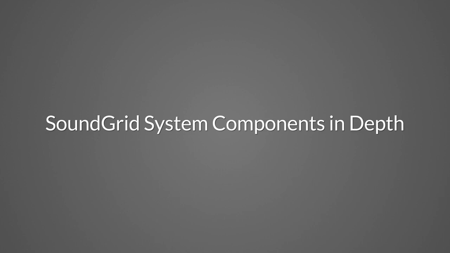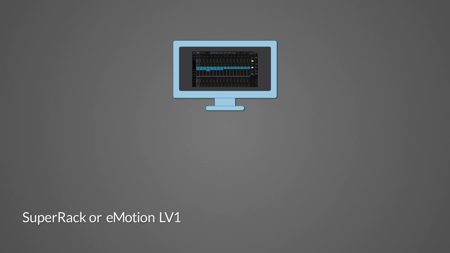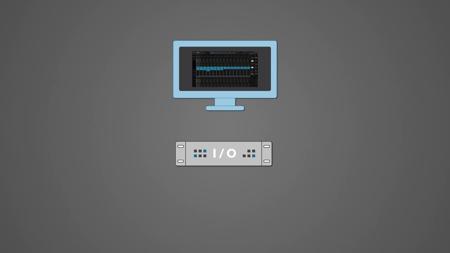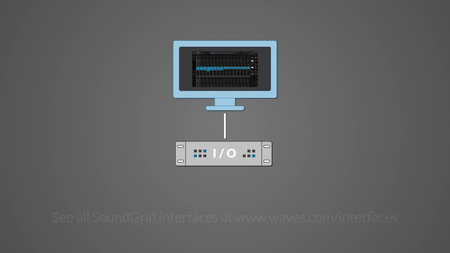Every SoundGrid system needs the following two components. A host computer with an Ethernet connection, running a host SoundGrid application, such as SuperRack or eMotion LV1. A SoundGrid-compatible audio interface. With these two components, you have the basis of a SoundGrid system that can network audio between hardware devices as well as software devices.